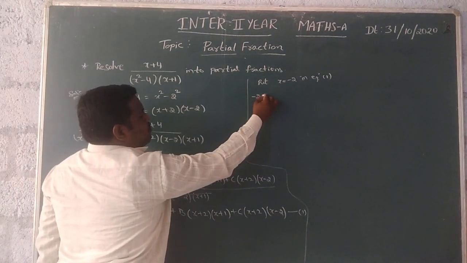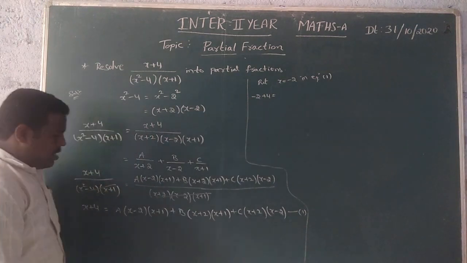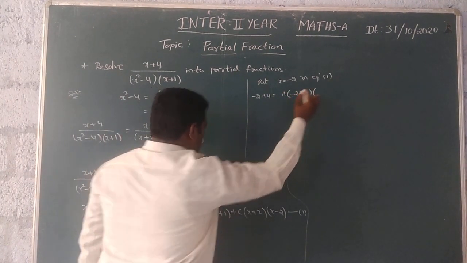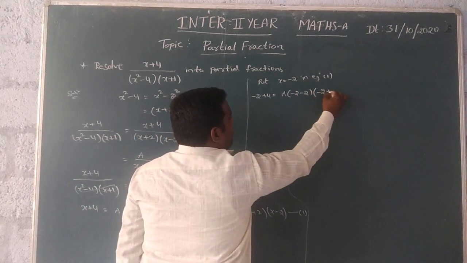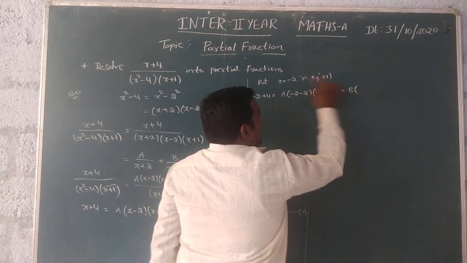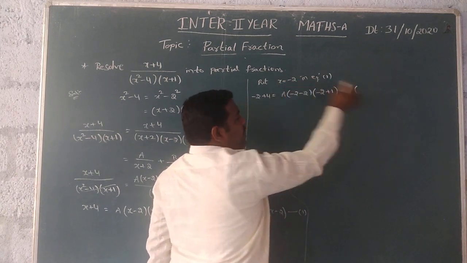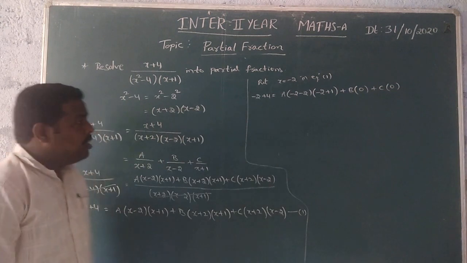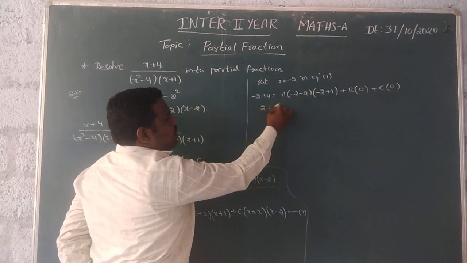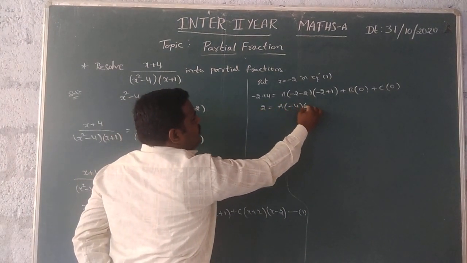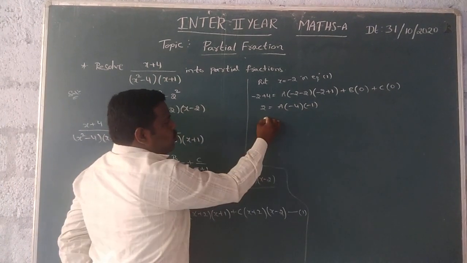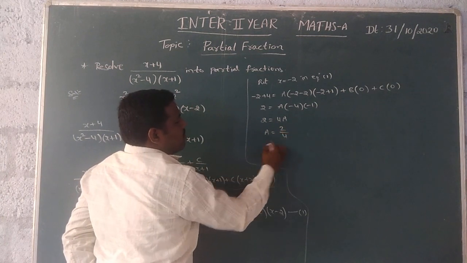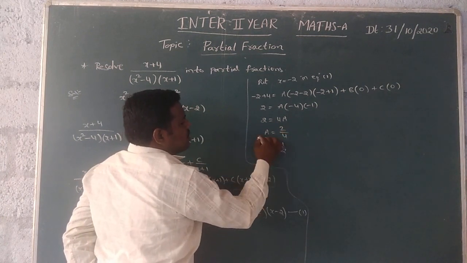Minus 2 plus 4 is equal to a of minus 2 minus 2 plus 1 plus b of x plus 2, and x equal to minus 2 means x plus 2 is equal to 0, so b of 0 plus c of 0. So minus 2 plus 4, 2, is equal to a of minus 4 of minus 1. So 2 is equal to 4a. Then a is equal to 2 by 4, a is equal to 1 by 2.